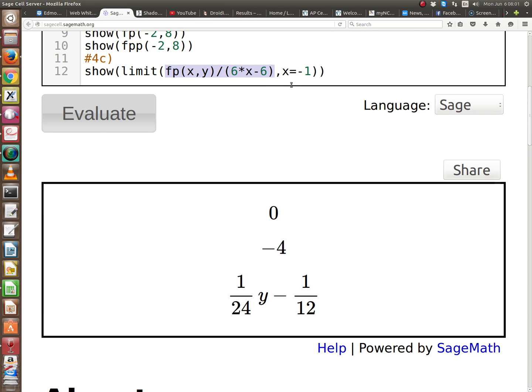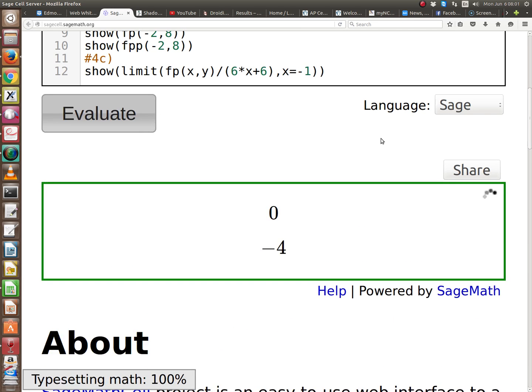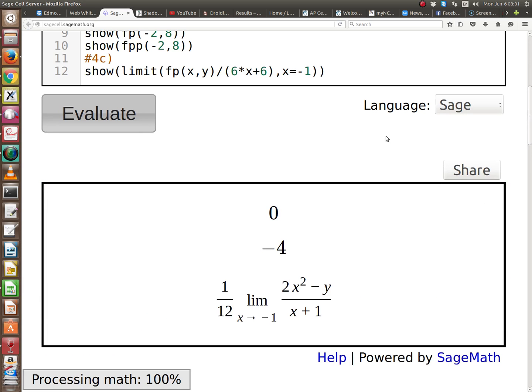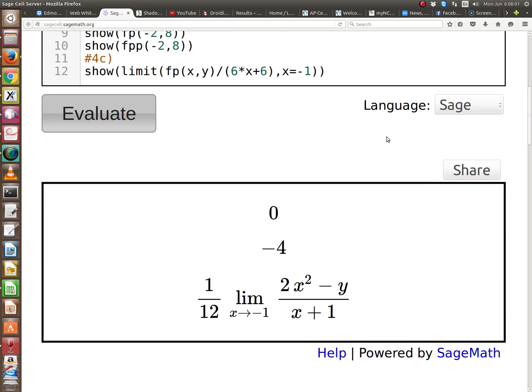Oh, wait, wait. It is +6. You're right, it is +6. I'm sorry, it is +6. Whoopsie. Yeah, because I was copying and pasting. I was talking. It is +6. Okay, that's what we get. All right, now that's better, because I was wondering why it was still defined.